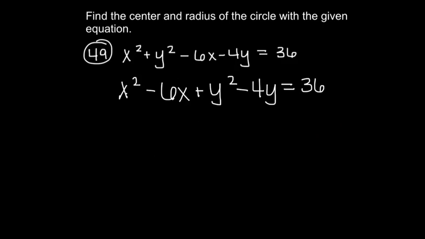By putting the x's together, that allows me to look at the x squared minus 6x and determine that the number I have to add to complete the square is going to be 9.